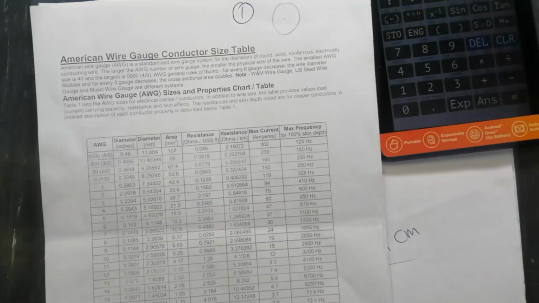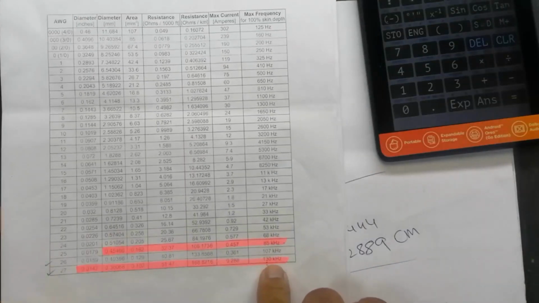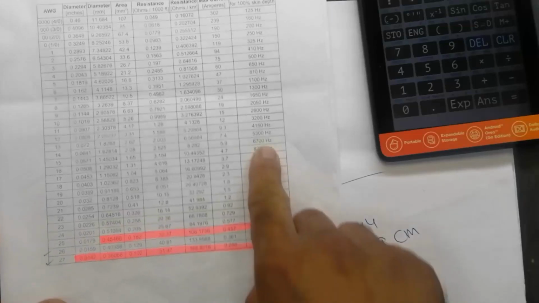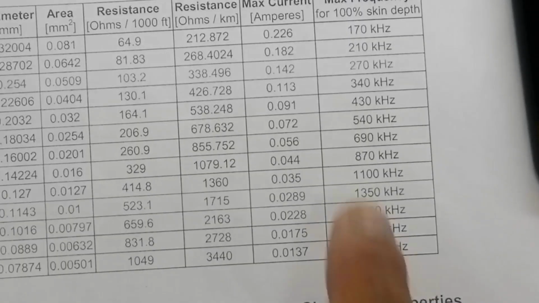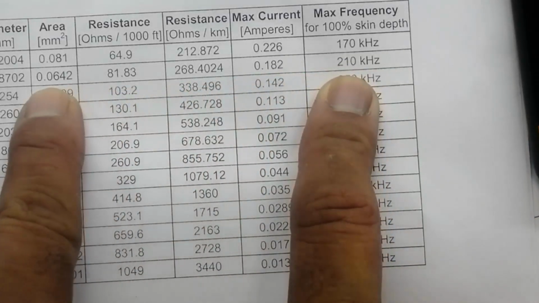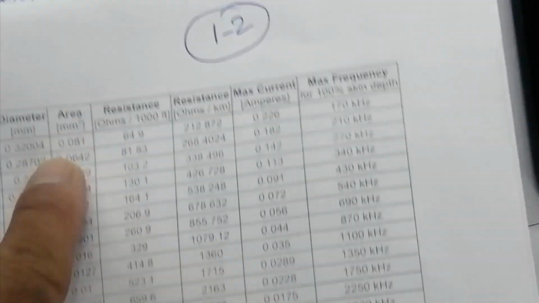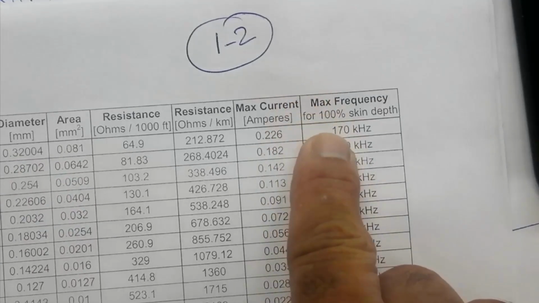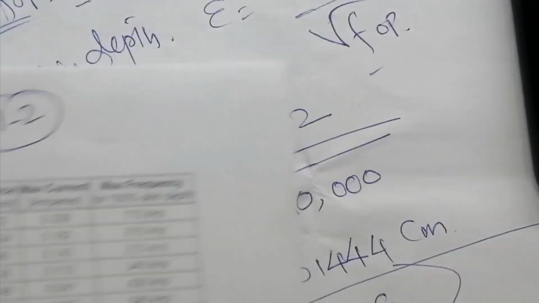Go to the AWG wire chart. Locate the frequency 210 kHz. The frequency here is 210 kHz. Our calculation is at 100% skin depth. What is skin depth?